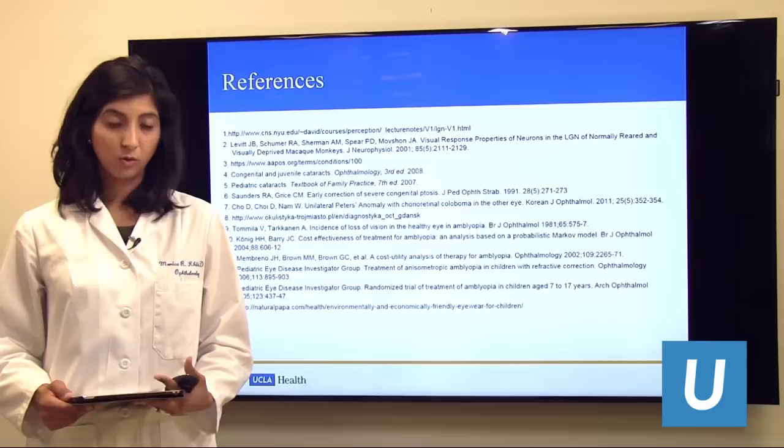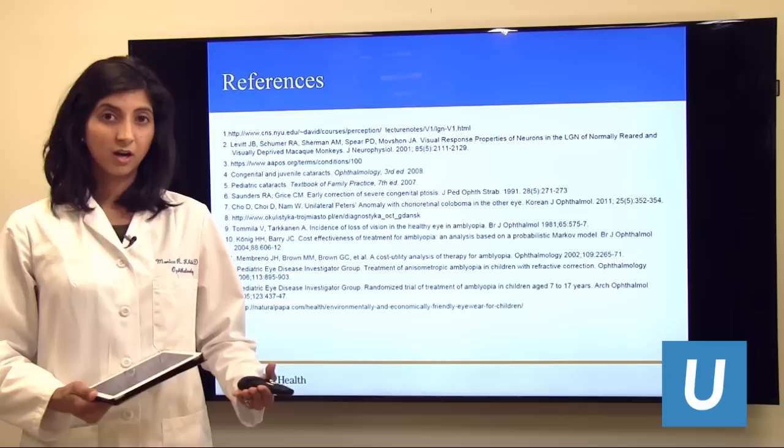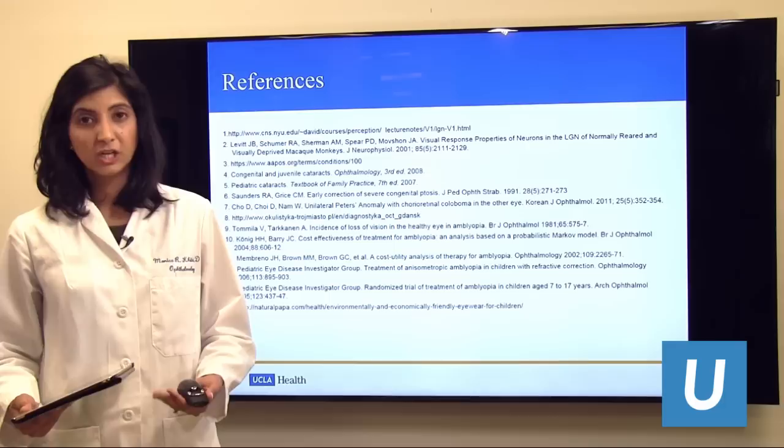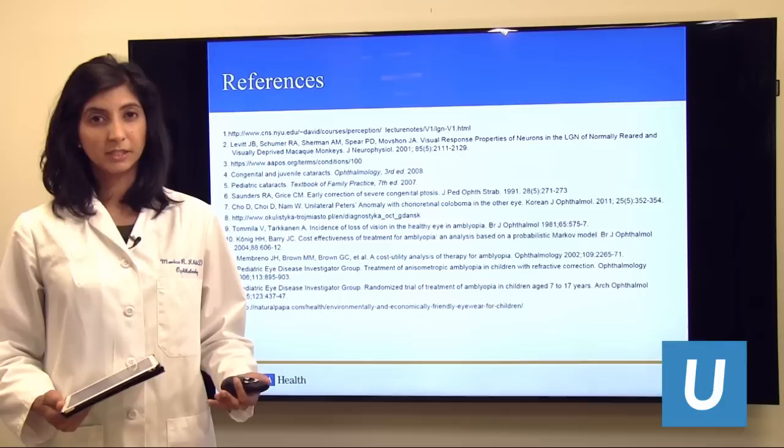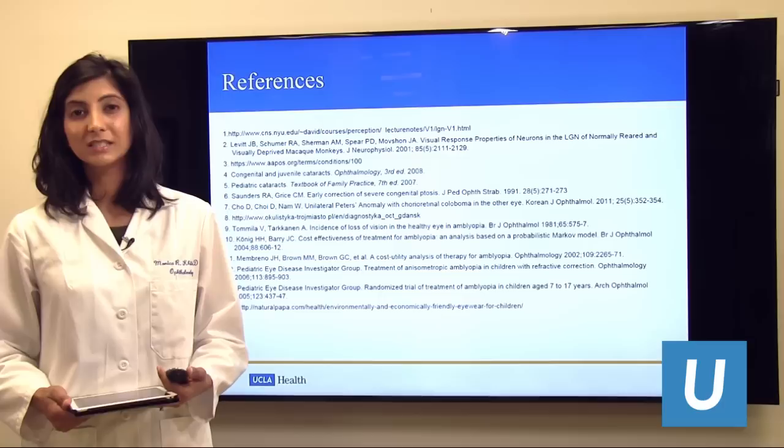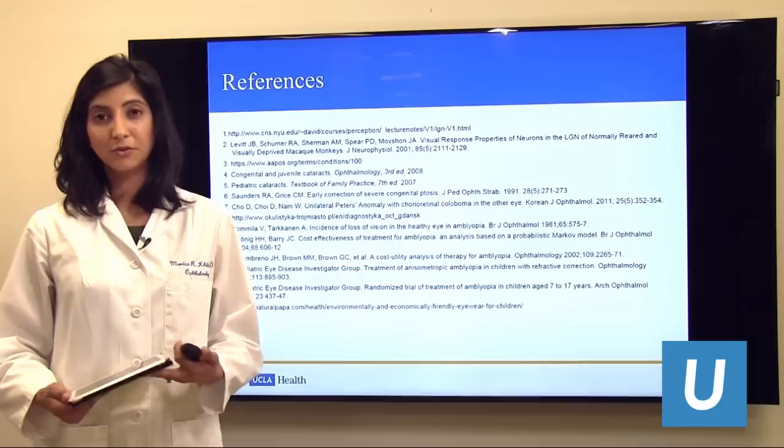However, like I mentioned before, the earlier the event that causes vision loss, or the earlier the treatment is initiated, the more chances we have of effect. So if as an adult we tried patching or these other therapies for amblyopia, we could probably still affect a small change in visual acuity. It may not be substantial enough to really affect their normal daily life.